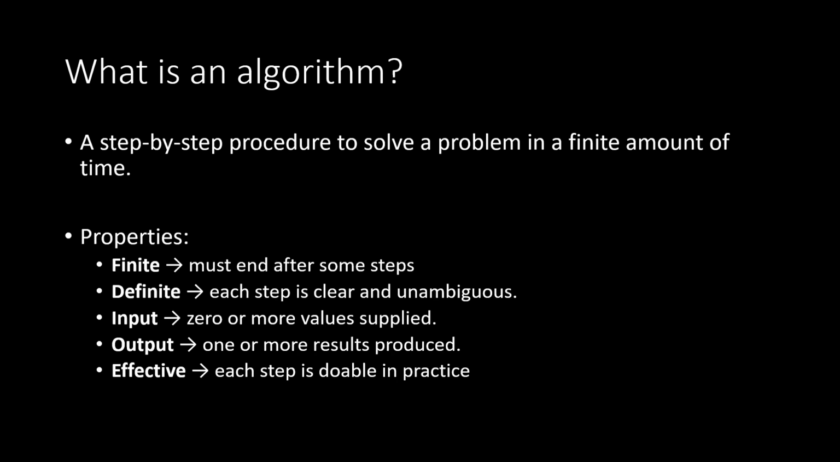Let's try to understand those properties. First of all, it must finish after some steps. Otherwise, we will not call it an algorithm if it cannot finish. Every step in the algorithm must be clear and unambiguous. So if there is a step in the algorithm that is vague, that is not very clear, then we cannot consider that step as a step of the algorithm, because we cannot have anything unclear or ambiguous in the algorithm.